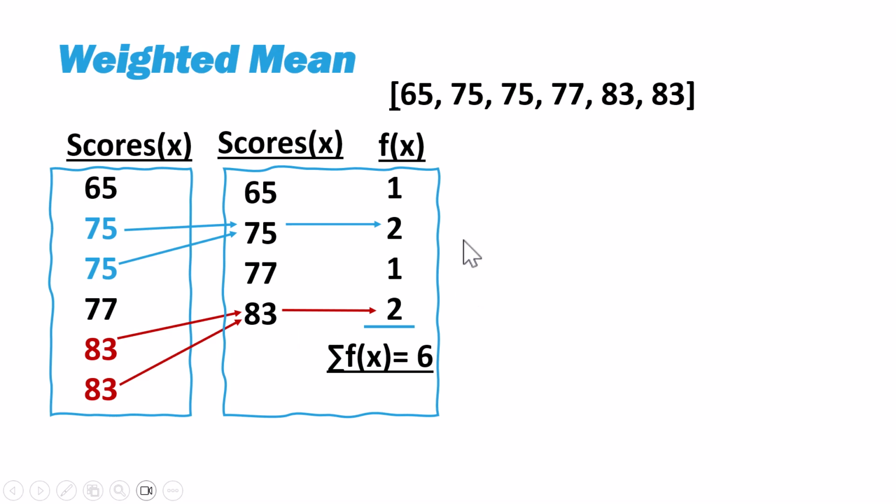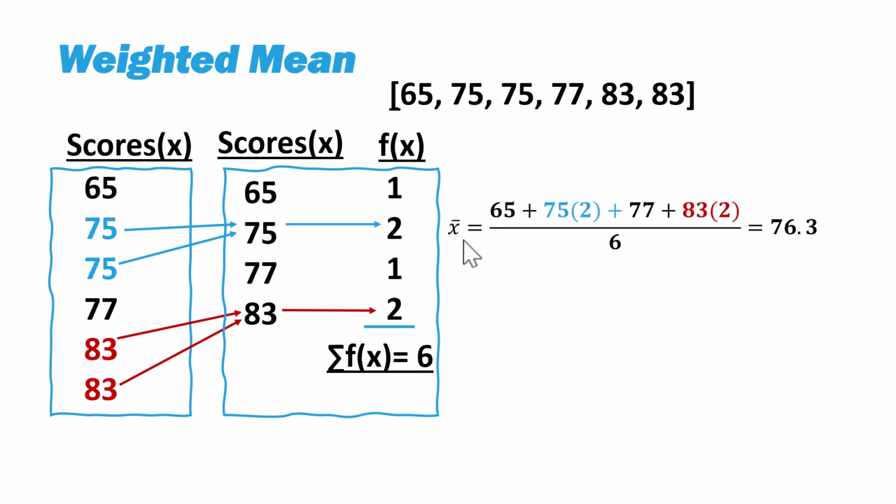In order to calculate the weighted mean, we sum all scores multiplied by their frequency, and divide the result by the total number of frequencies. So the weighted mean can be formulated like this. X bar is equal to the sum of the products of observations and frequency divided by the total frequency.